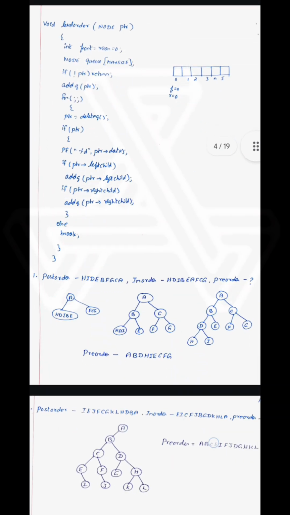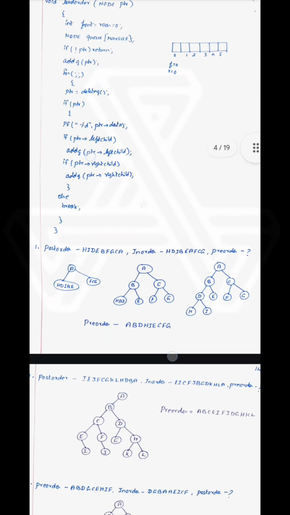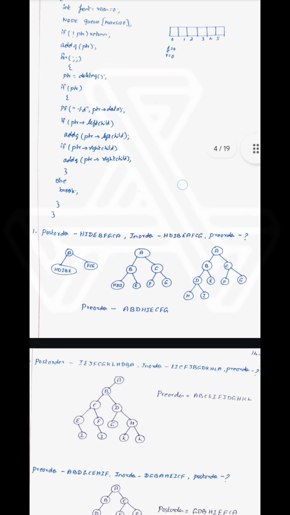They have given an order of the trees and we have to write the tree. That is post order, they have given it as HIDEBFGCA. We know that we have A. In order traversal, they have given this. Whatever is on the left side of A will be in the left tree. Whatever is on the right side will be in the right tree. Then we will be finding that in post order.